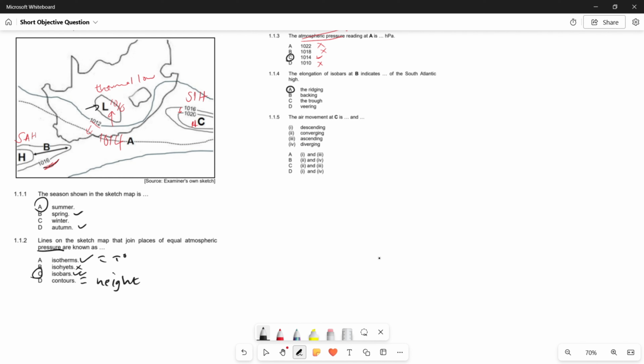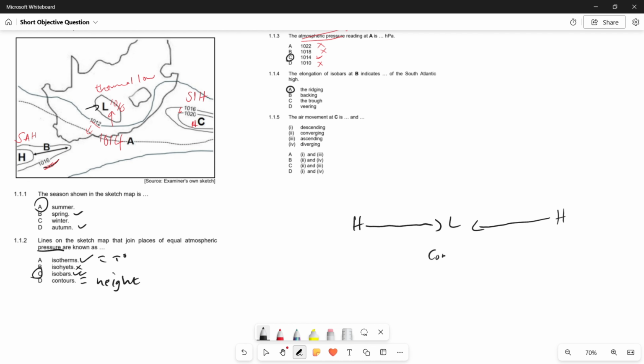So the air movement at C is something and something. Air movement at C, a high pressure, South Indian high. I'm going to draw for you a simple illustration: just a high pressure, a low pressure, and a high pressure. Typically, air moves from high pressure to low pressure. Yes, we learned this in grade 11. This is just a refresher.